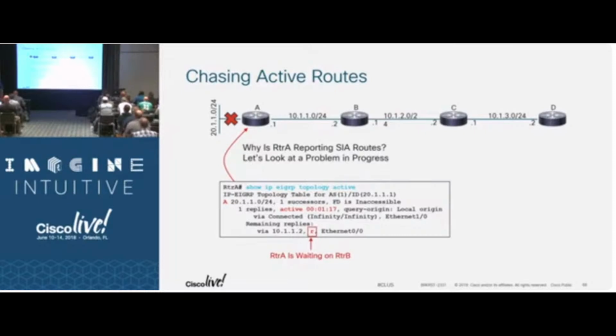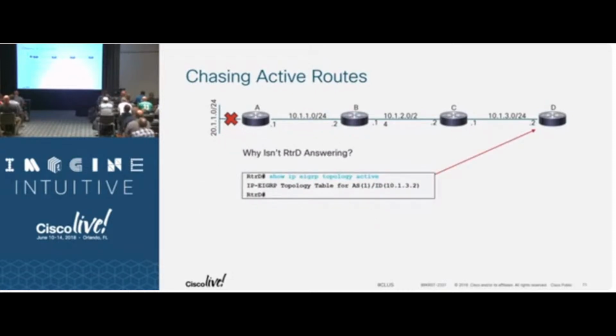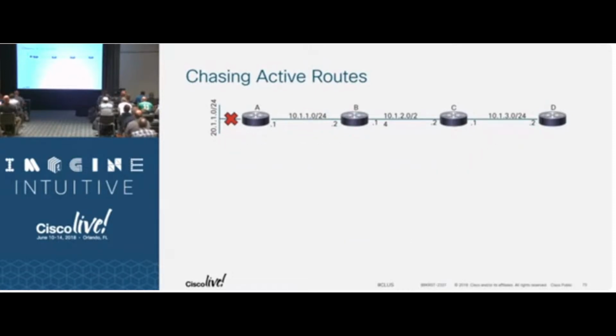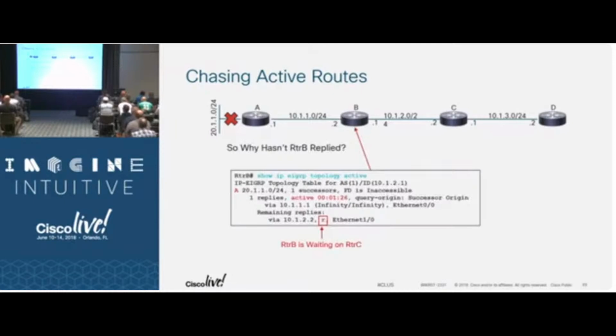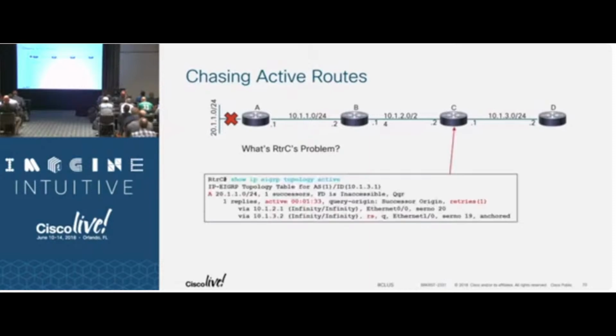Since we're not getting back a reply from router B, let's check what B thinks about the whole situation. Why hasn't B replied? Well, B is waiting in the same way for router C. Again, we see that router B is waiting for the neighbor reply to come back. Checking C. What's C's problem?